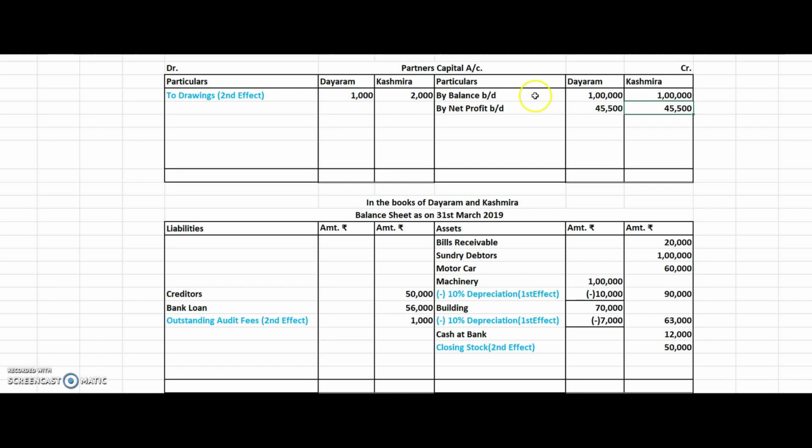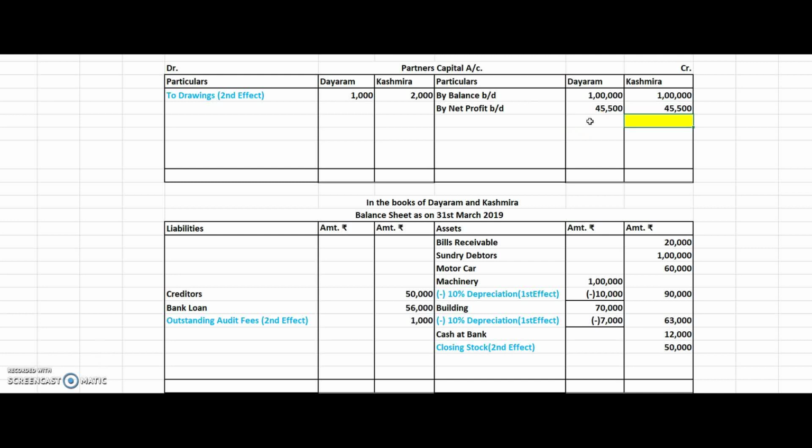After this is done, you have to do casting for this account, which is again totaling. You have to find the rough total for Dayaram credit, Kashmira credit, debit and debit. They are very simple, but because this is the first sum, I am following the process of showing you the rough figures in the yellow cells.